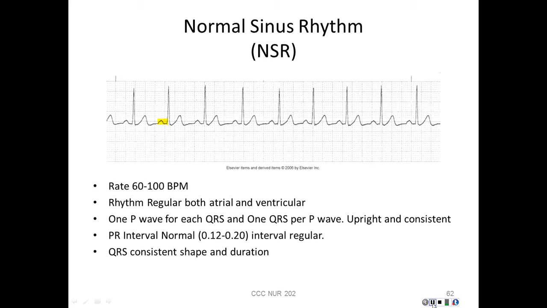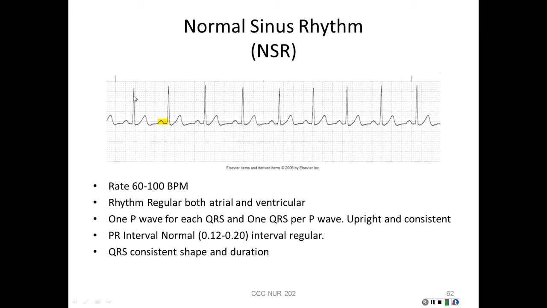Let's look at what normal is. Normal is considered a normal sinus rhythm. A normal sinus rhythm has a rate of 60 to 100 beats per minute. Beats per minute is basically how many atrial and how many ventricular beats there are per minute. Each strip that I give you will be 6 seconds in length. You should have markings here, here, and here that indicate a 6-second strip.